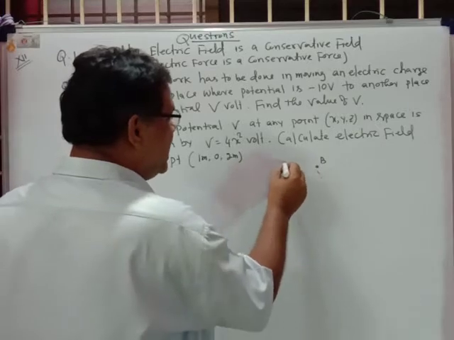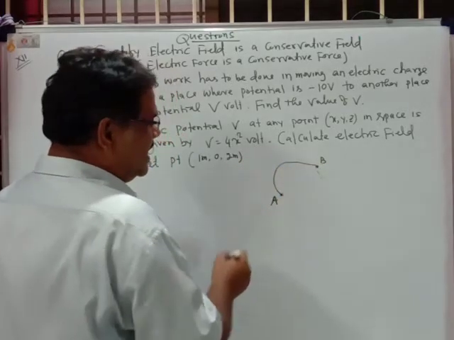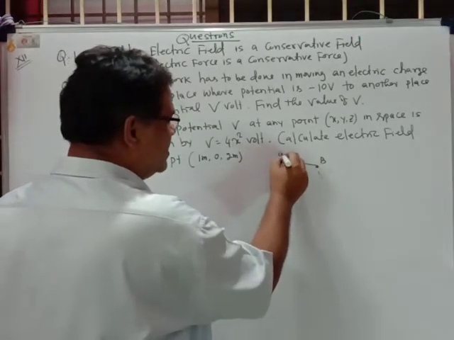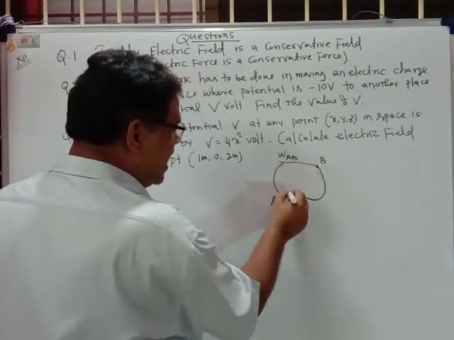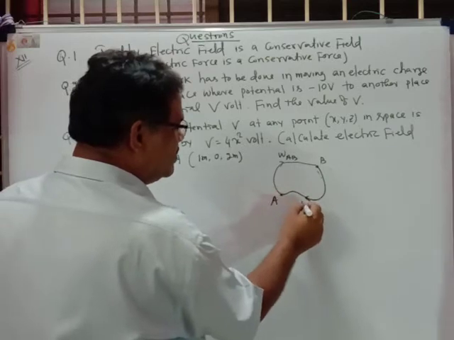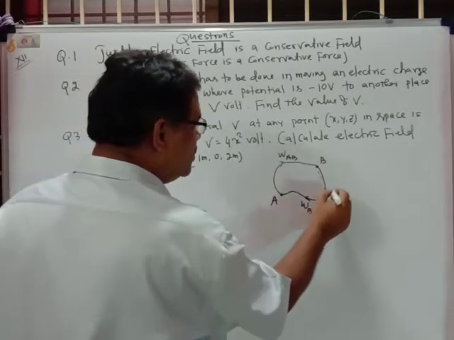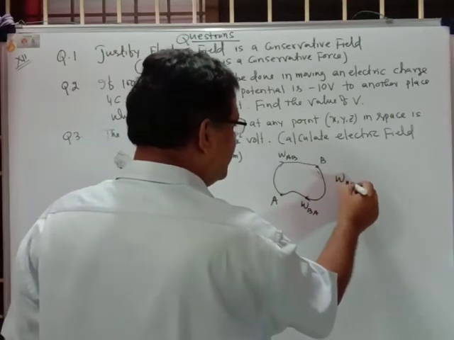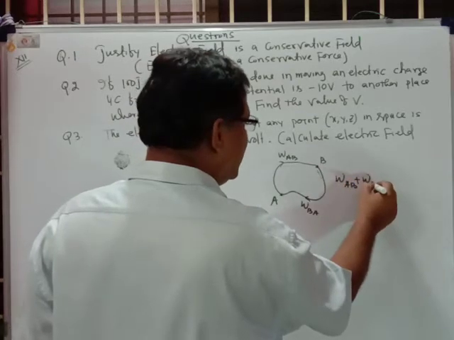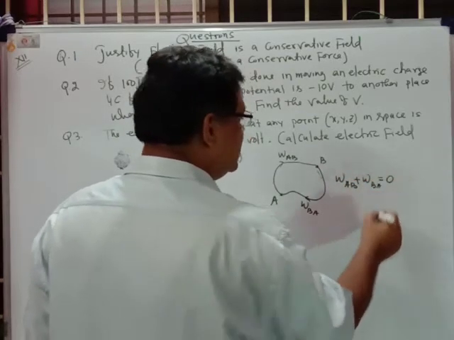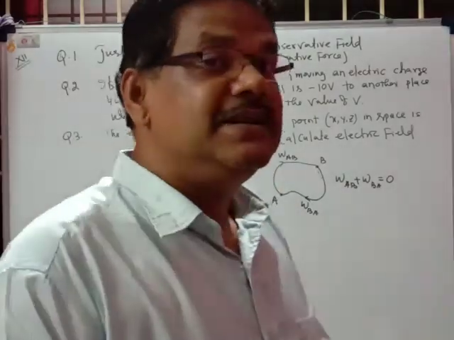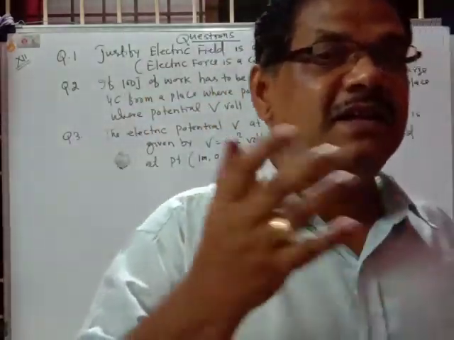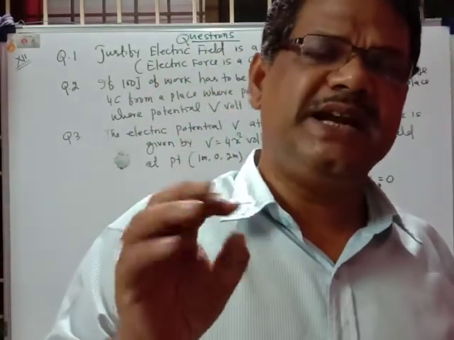If you move from A to B, and suppose W_AB is the work done, and if you move from B to A, the work done is W_BA. If the sum W_AB plus W_BA is 0, this is called a conservative force, because that work is done under the effect of that type of force.